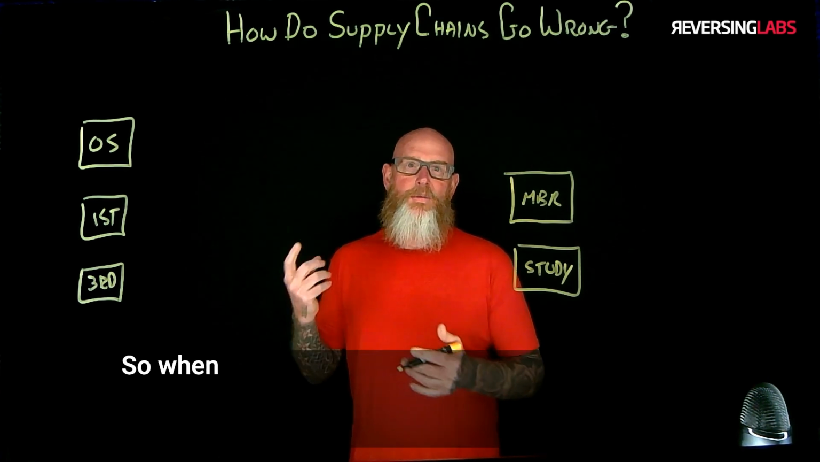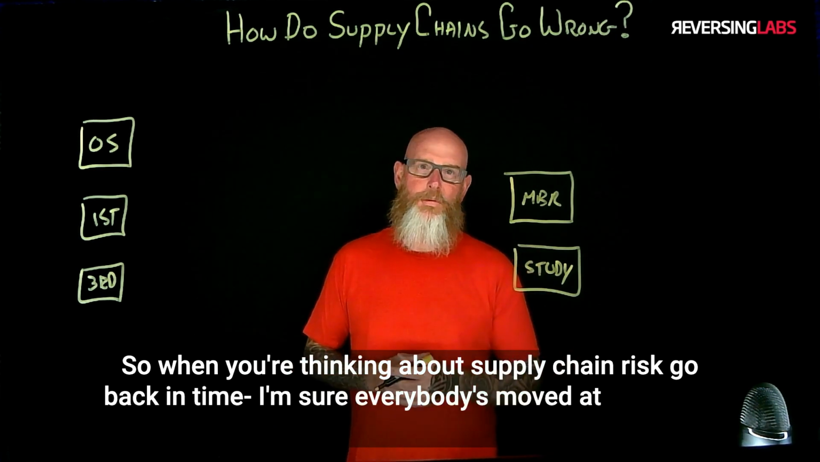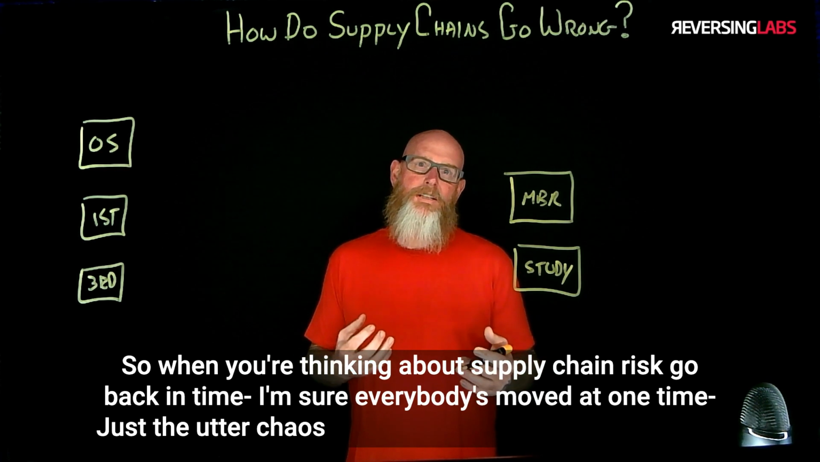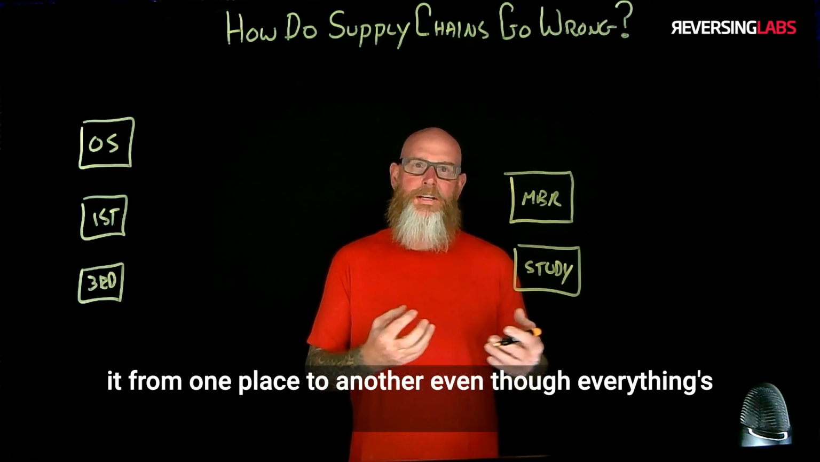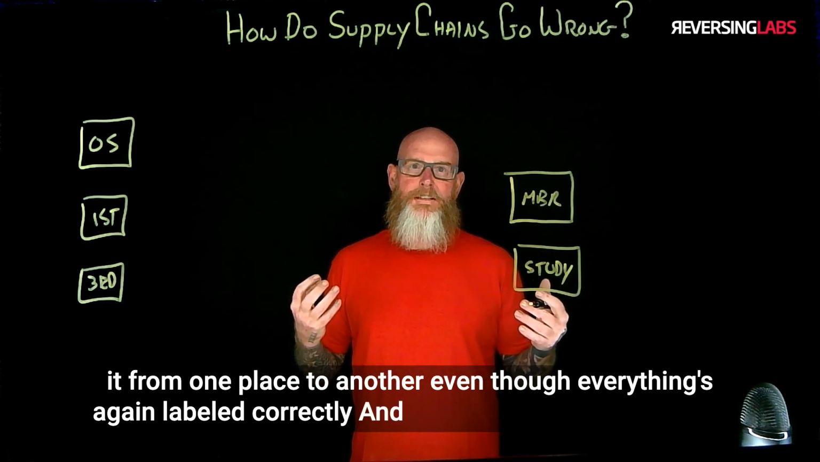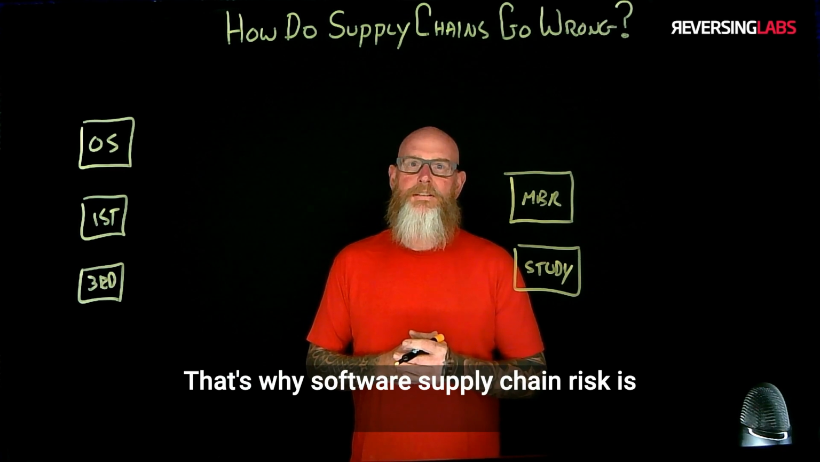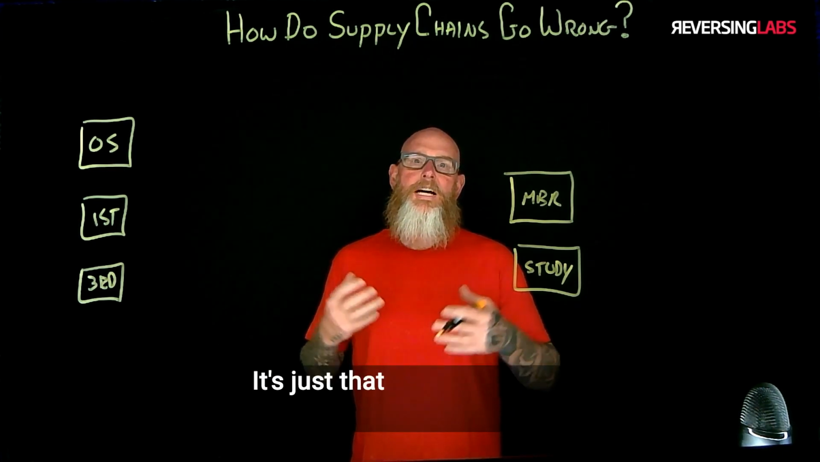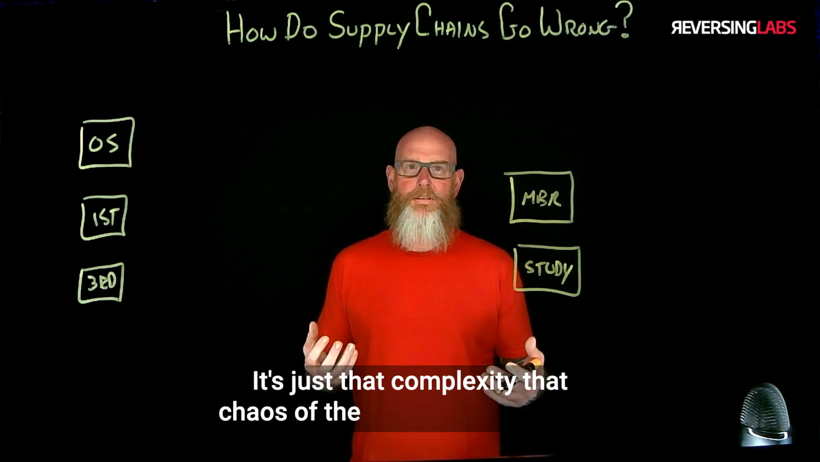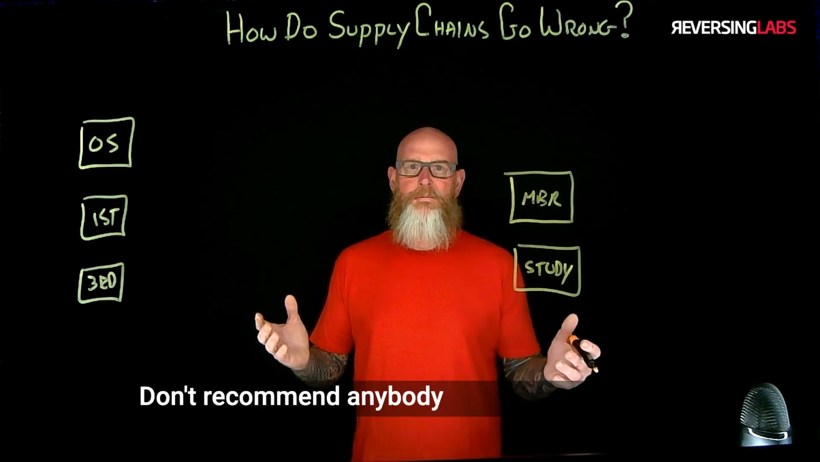Things can happen. So when you're thinking about supply chain risk, go back in time. I'm sure everybody's moved at one time. Just the utter chaos of taking everything and moving it from one place to another, even though everything's, again, labeled correctly and you had the best intentions. That's why software supply chain risk is becoming more and more of an issue for people. It's just that complexity, that chaos of the software being built. Food for thought. Don't recommend anybody move anytime soon.